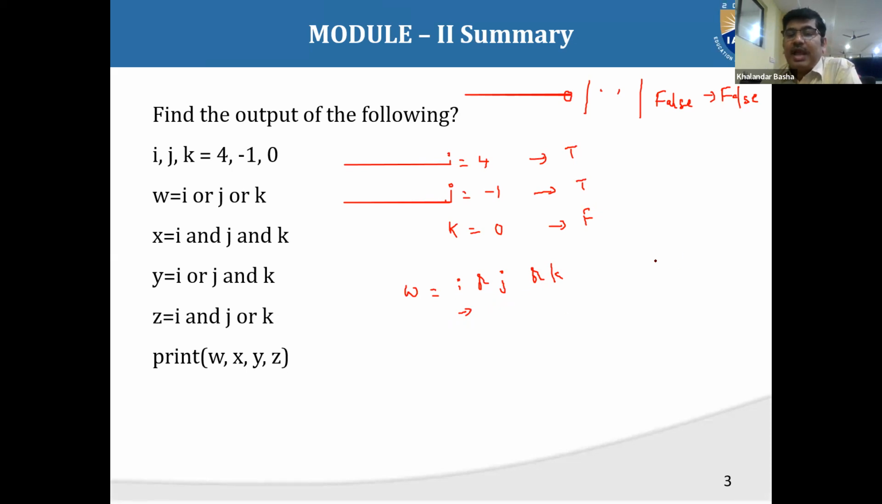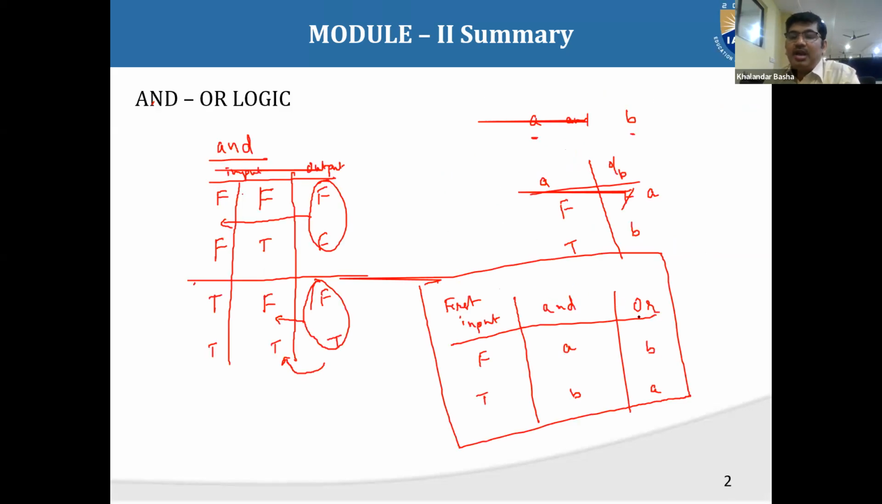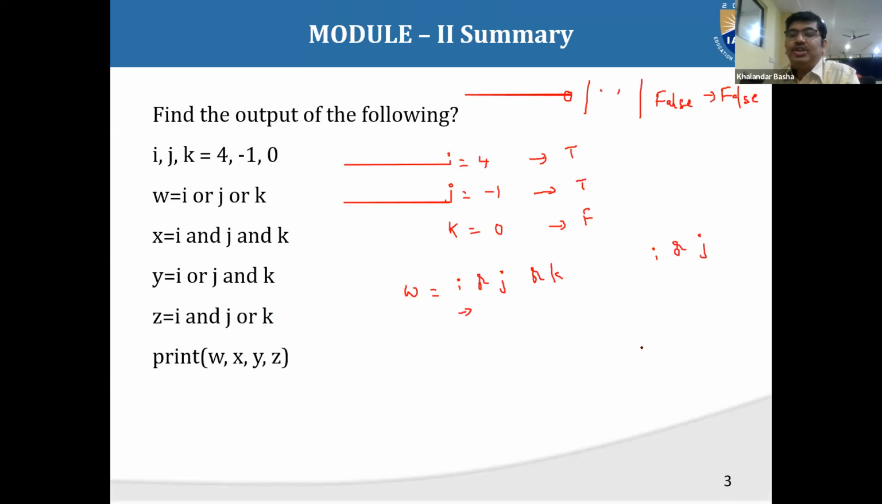Now coming to i ORed with j, what could be our output? What is the i value? True. In our logic, if the first input is true, the output is the same as the first input. So when you do i ORed with j, you'll get the output as i.